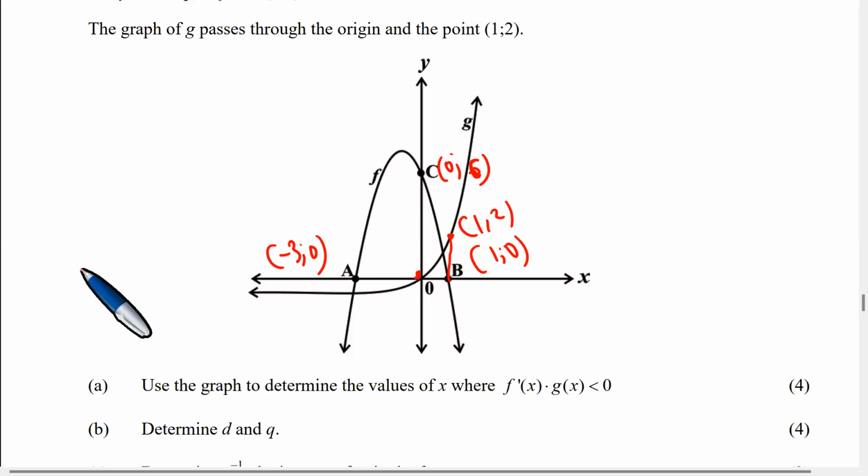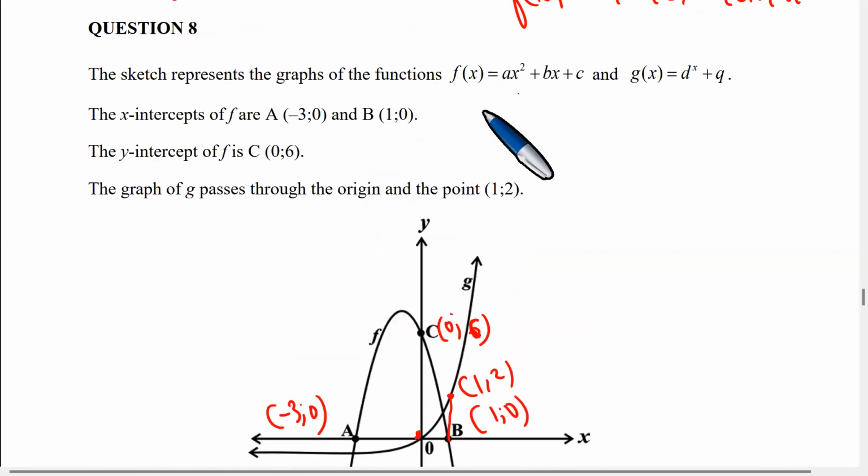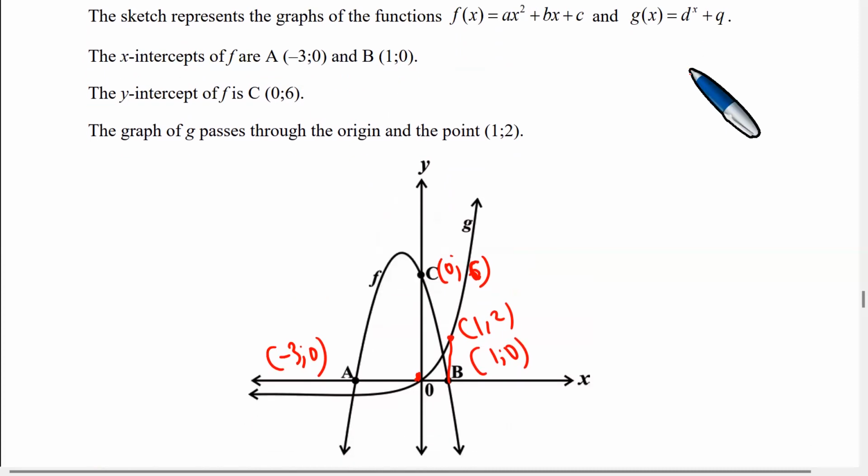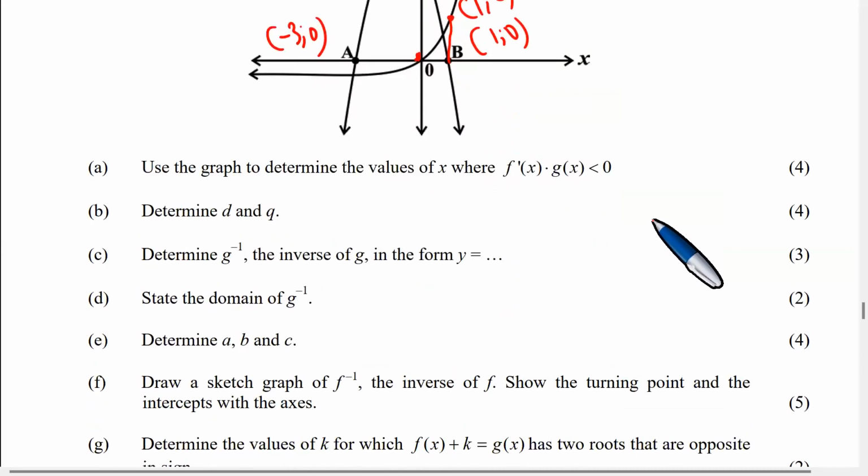So now we must find the derivative. Which means that we have f of x. What is f of x? Let's look at the function. It is this one, and this one is this. General equations.